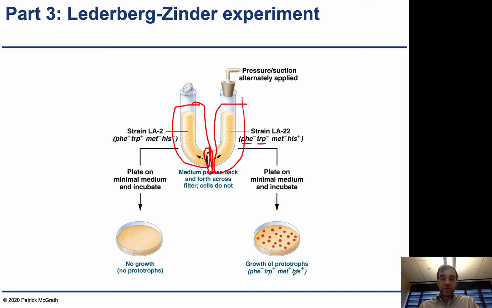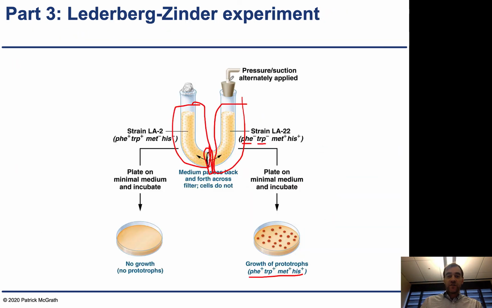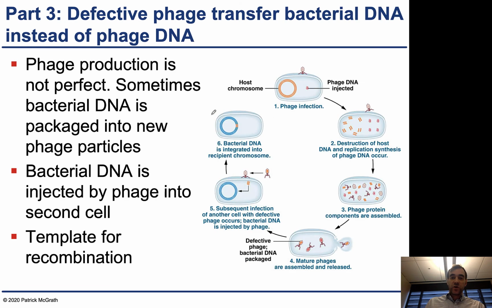That indicates that there's been some sort of genetic exchange to produce these new prototrophs that have wild-type copies of all 4 genes. Neither one of the starting strains had wild-type copies of all 4 genes. Both of them had 2 wild-type copies and two mutants, but somehow in this process, genetic exchange was able to occur so that we now have a strain that has all 4 wild-type genes. So how is this possible? This is possible because there was actually a phage infection that had occurred within this experiment as well.